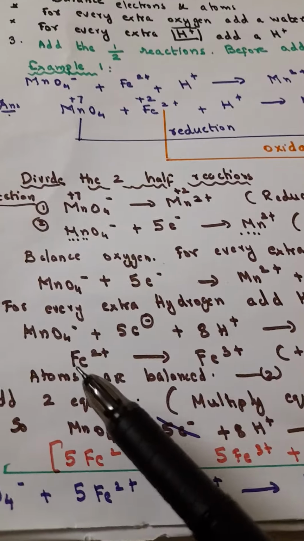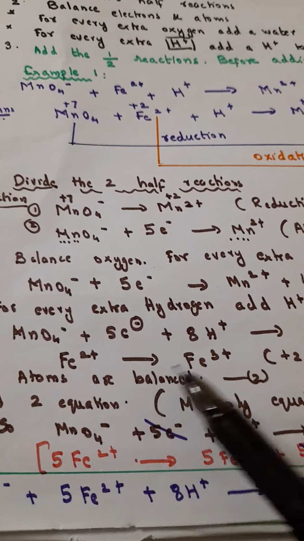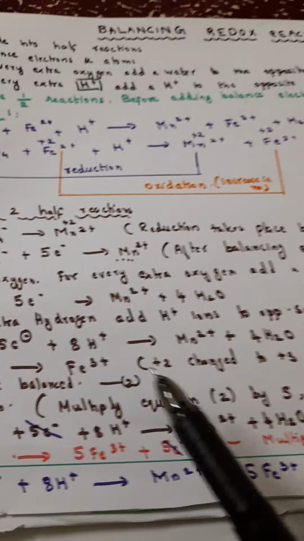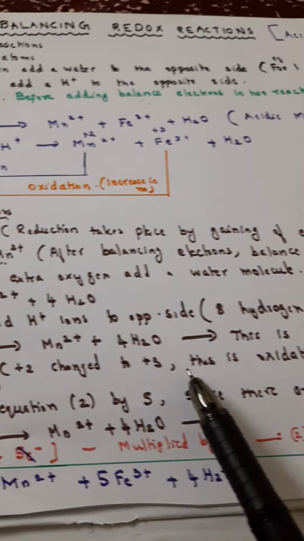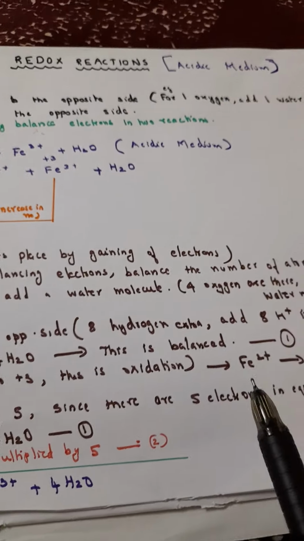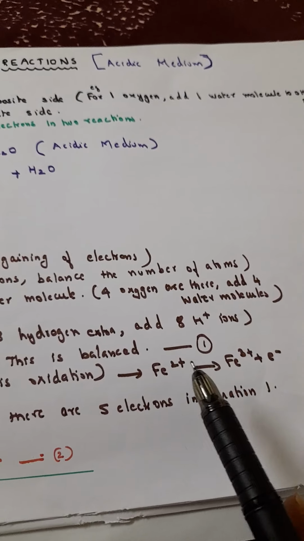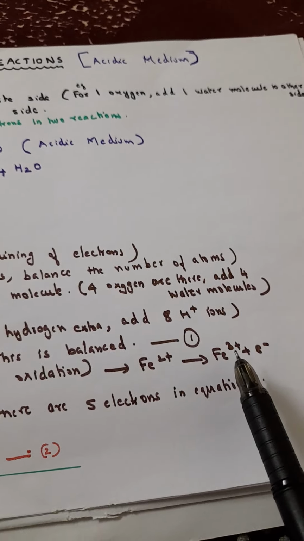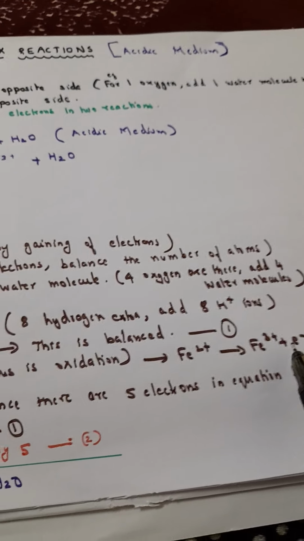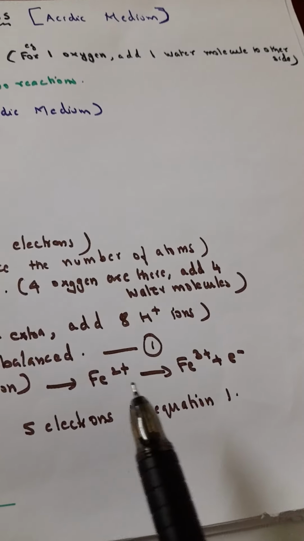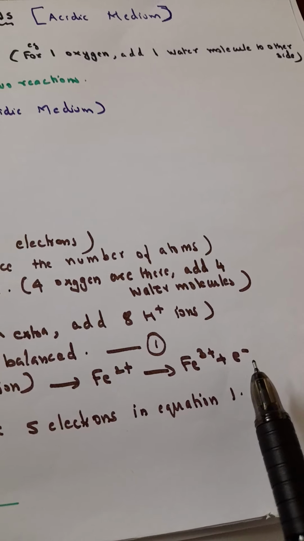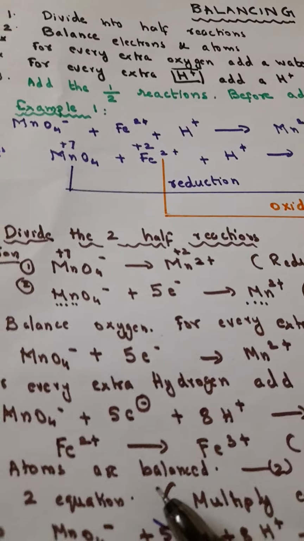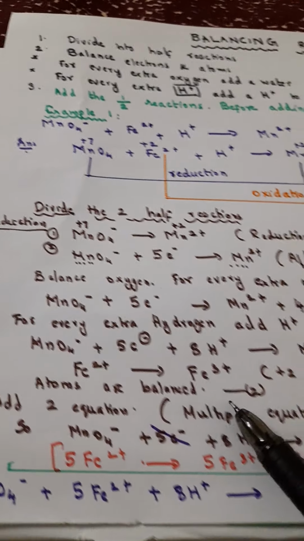Now just look at the second equation, Fe2 plus gives Fe3 plus. So plus 2 changed to plus 3. So this is oxidation. So Fe2 plus, you can also write this equation like this. It is Fe3 plus adding 1 electron. So Fe2 plus is Fe3 plus plus 1 electron. Now this is also balanced. But one thing is, atoms are balanced.